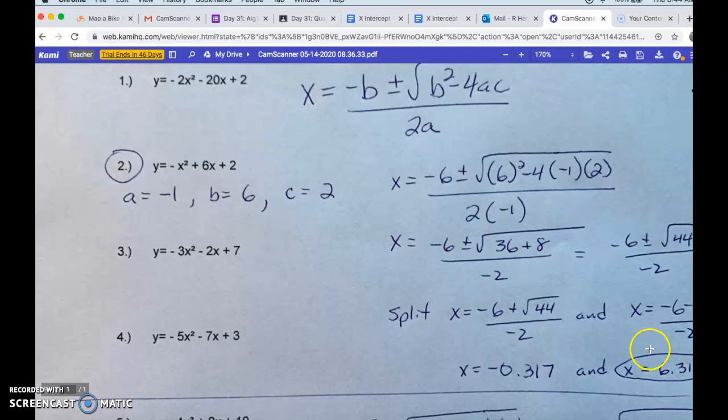That's really the solution that you typically want in application problems like the rockets or throwing a ball up, because it's positive. But in today's work, include both. That'll be one of your multiple choice answers. All right? So there's number 2.